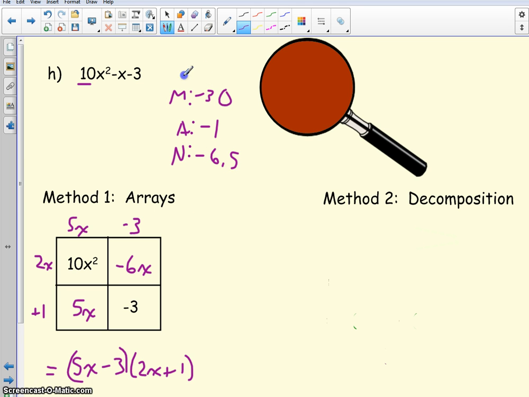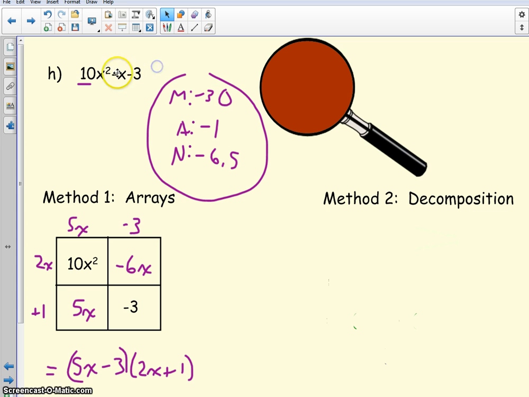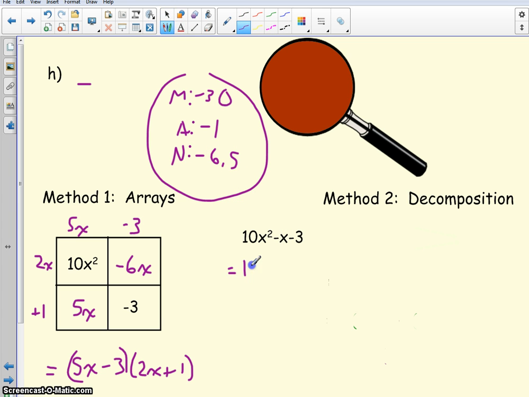So if you're good at finding pairs of numbers that work here, that's another way you can fill in an array for a complex trinomial. Now, if you never saw arrays before, you might have done a method called decomposition, which would have started by using this approach right here. So again, find two numbers that multiply to negative 30, adding to negative 1, and you get negative 6 and 5. And then you could take this equation, 10x squared minus x minus 3, and rewrite that as 10x squared. We're going to replace the minus x with our two numbers here. So this is going to be minus 6x plus 5x minus 3.